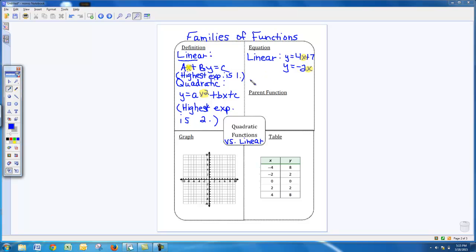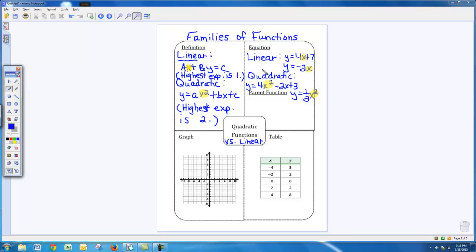So let's look at some examples of quadratic equations or quadratic functions. So we could have something like y equals 4x squared minus 2x plus 3. The highest exponent in this equation is a 2, so that makes it quadratic. Or we could have y equals 1/2 x squared. Again, the highest exponent in the equation is a 2, so this is quadratic.